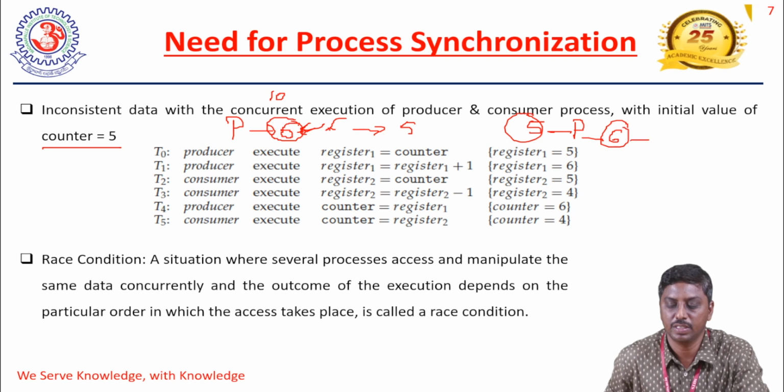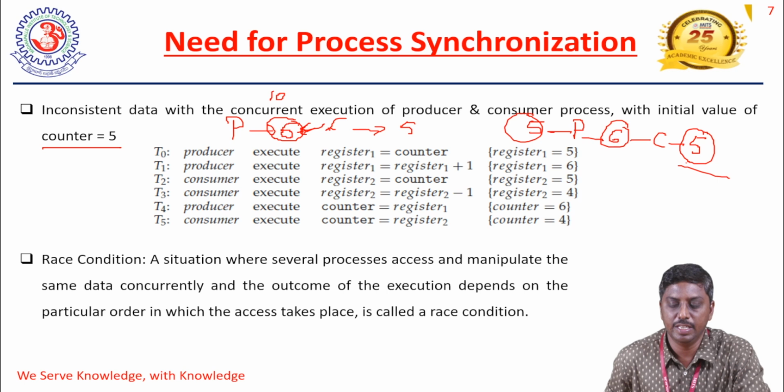After that the consumer process also ran one time, so again the counter value becomes 5. So if both processes run, this is the actual scenario. Earlier there was 5, the producer process ran one time, so it became 6. After that the consumer also ran, then again the counter became 5. So this is the correct value for me.